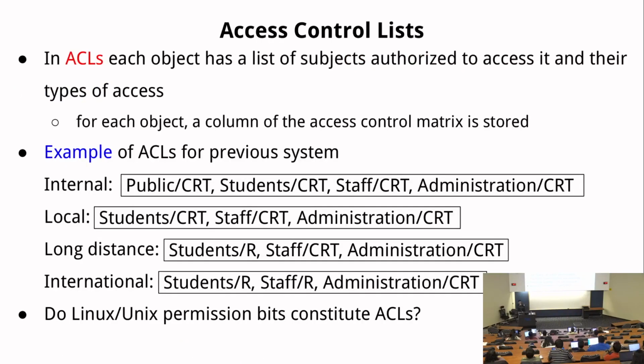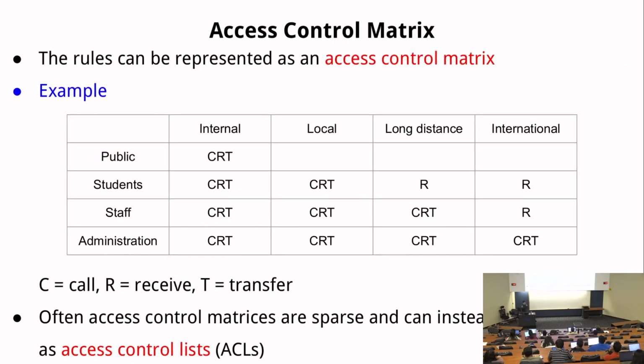The access control list, like the name suggests, is a list. This list should be stored with an object. This list specifies all the subjects that are authorized to access the object. So basically, it's kind of like a column in this matrix, but that column is not stored in a centralized place. It's stored with each object itself.